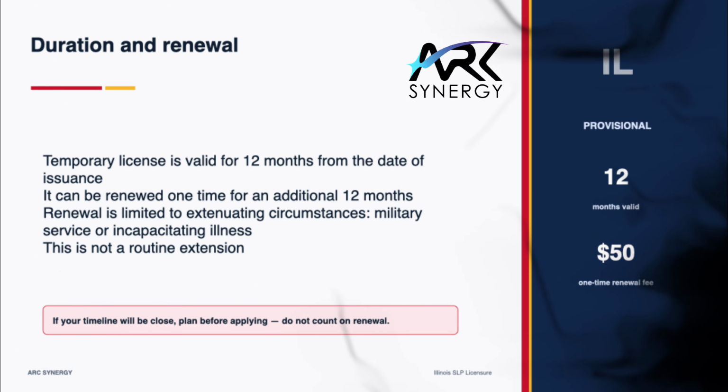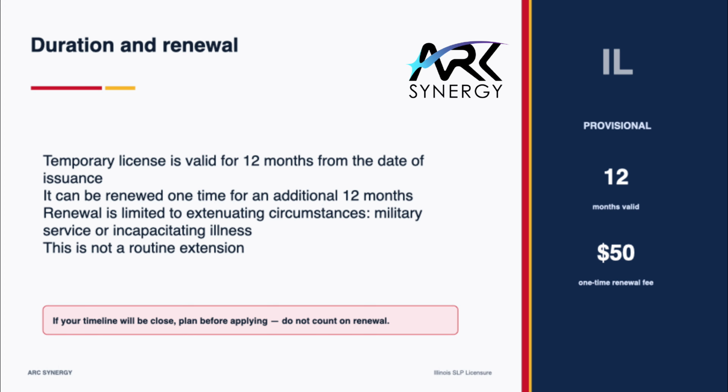The temporary license, like I said at the beginning of the episode, is valid for 12 months from the date of issuance. It can be renewed one time for an additional 12 months, but only under extenuating circumstances. Specifically, they mention military service or incapacitating illnesses. So this is not a routine extension like in other states. So if you are running into timeline issues for any other reason, I would not count on the renewal being approved. So I would really try to complete the CF within that year. But if you do qualify for the renewal, the fee is $50.